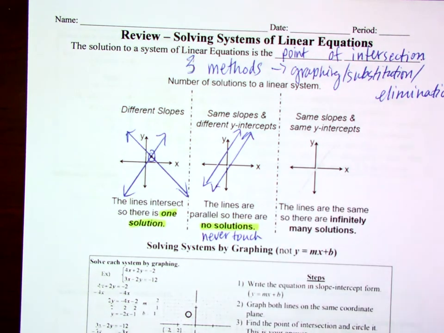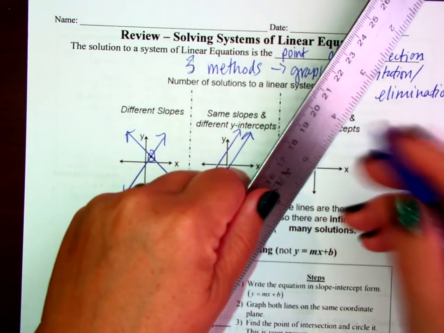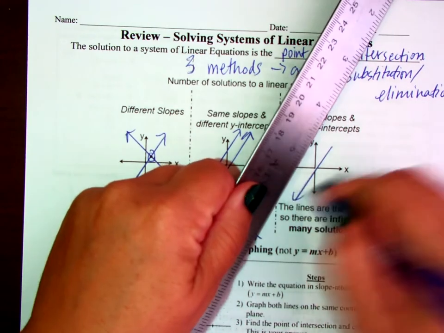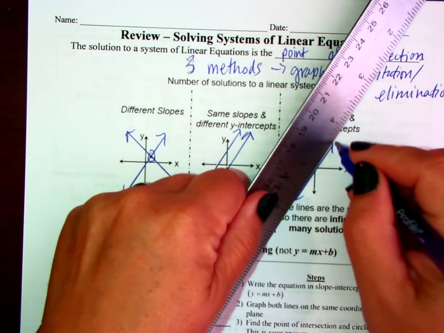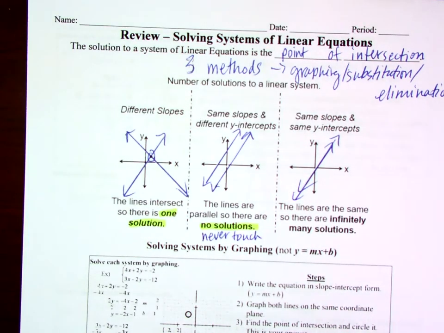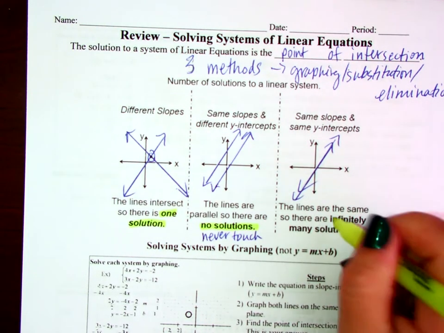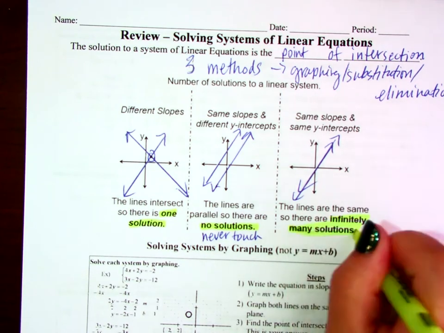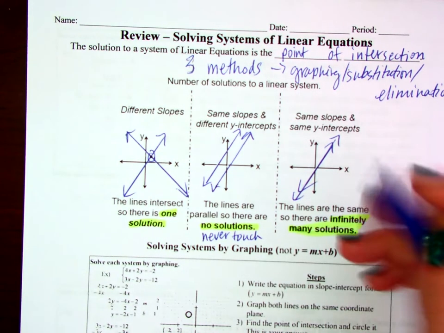And finally, every once in a while we do a graph where the line turns out right on top of itself. Literally, it's the same line. And this is called infinite many solutions because they literally touch everywhere.